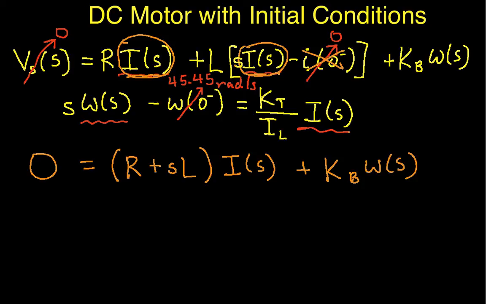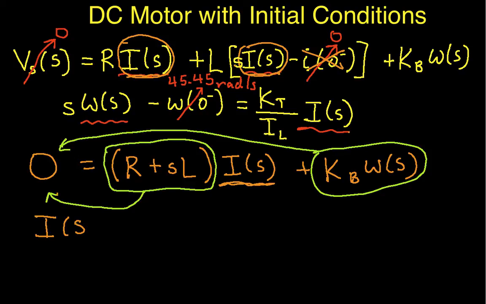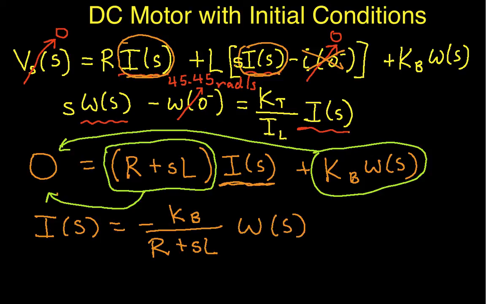Okay, now I want to solve this equation for I of s. To do that, I'll take this term and subtract it from both sides so that I can move it over here. Once I've done that, I'll take the r plus sl and divide both sides by it, and that'll leave me I of s all by itself. So when I do that, I get I of s is equal to minus kb over r plus sl times omega of s. Okay, so I've taken this first equation, the top one up here, and solved it for I of s to get this.